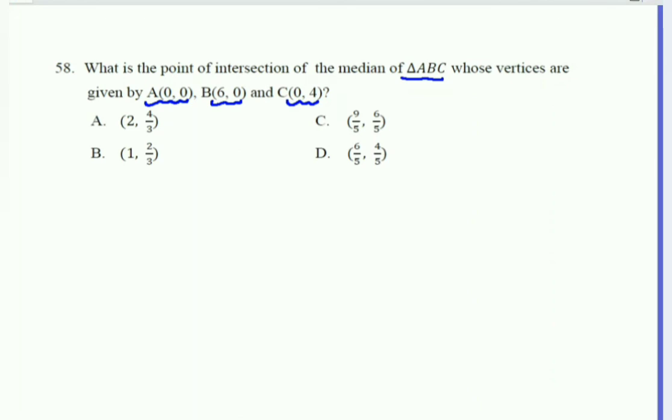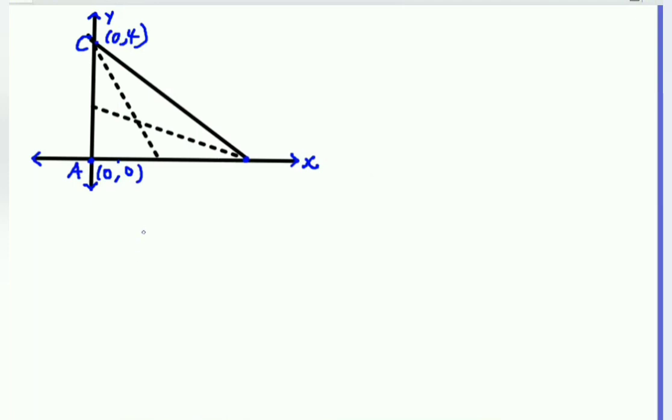So ideally, the diagrammatical representation of the triangle looks like this. Assume this is a triangle ABC. Based on the information that we have, one of the vertices is at the origin, the other is on the positive x-axis, the third is on the positive y-axis. Here we are asked the point of intersection of the medians. Assume these broken lines are the medians of the triangle. So we are asked the point in which the medians intersect.